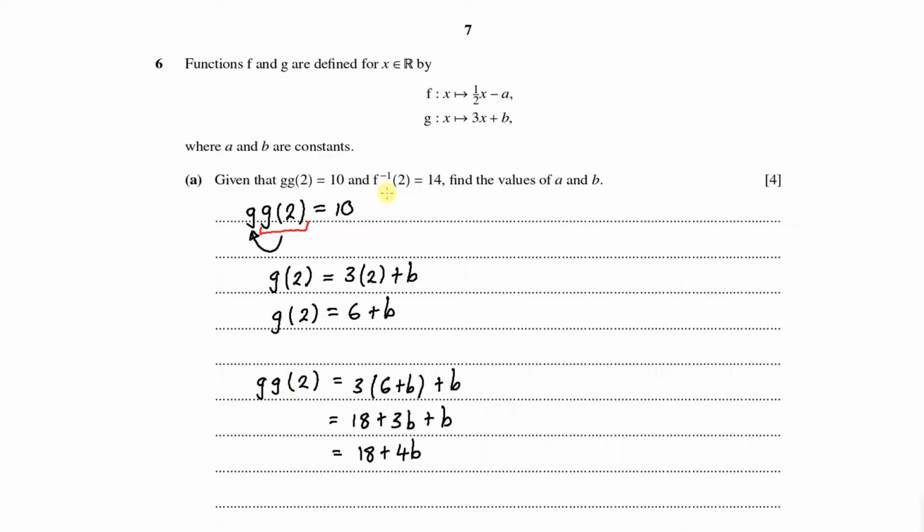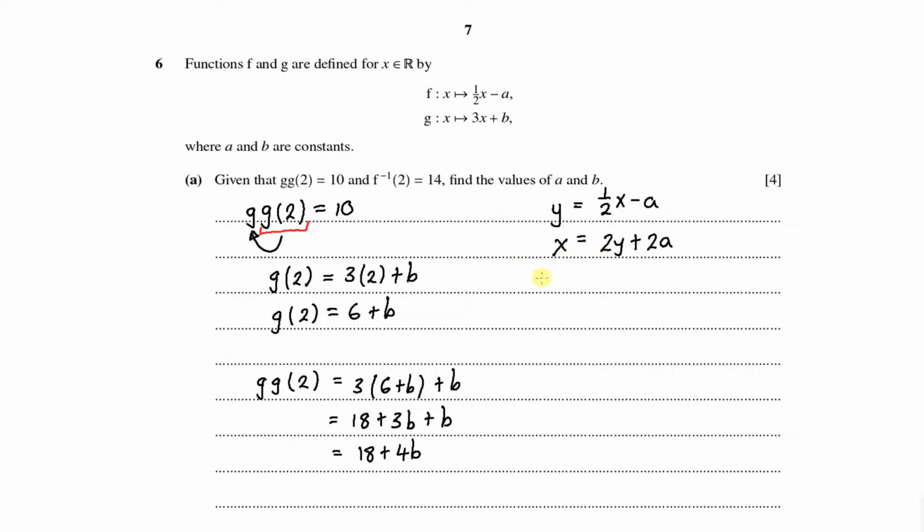We also have another piece of information that f inverse of 2 is equal to 14. So we know that f of x, which I want to express as y, is half of x minus a. And I have to find the inverse of f. So I'll first have to make x the subject. Adding a to both sides and multiplying both sides by 2, I will get x is equal to 2y plus 2a. So I've just made x the subject here.